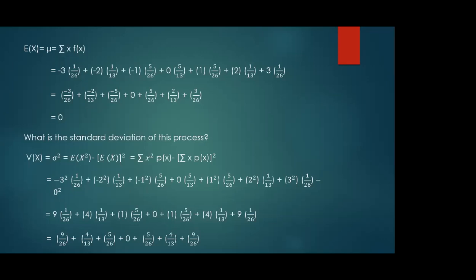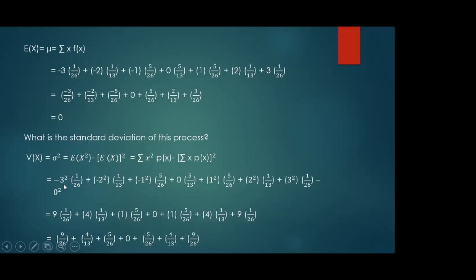Now, the other question that is posed is, what is the standard deviation of this process? Before we can find the standard deviation, we have to find the variance. So the variance is equal to sigma squared, which is the expected value of x squared minus the expected value of x all squared, which is written as the sum of x squared times the probability of x minus the sum of x times the probability of x all squared. We know that this represents our mean, and based on calculation, we know that our mean is going to be 0, so we don't need to calculate it right here.